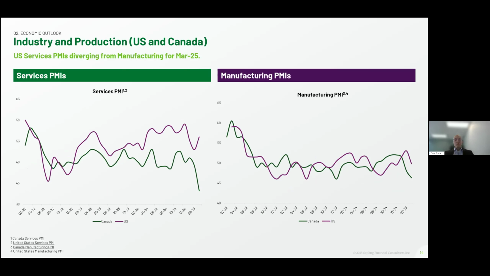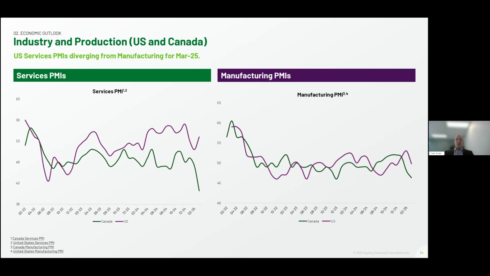Moving on to industry and production. On this slide, we're looking at the Purchasing Managers Index, or PMI for short, for both the services and manufacturing sectors in the US and Canada. And just as a reminder, PMI readings above 50 signal economic expansion, while readings below 50 indicate contraction.